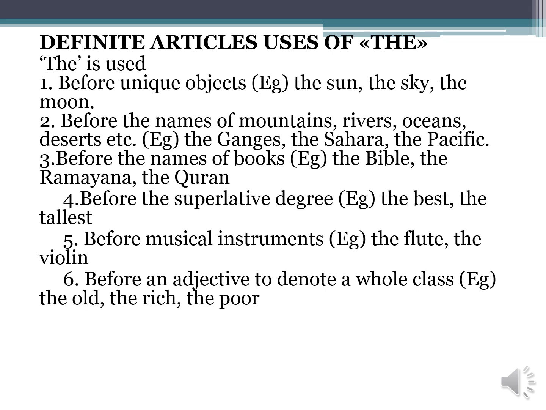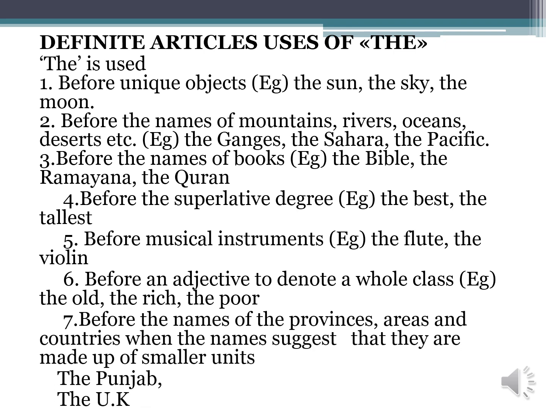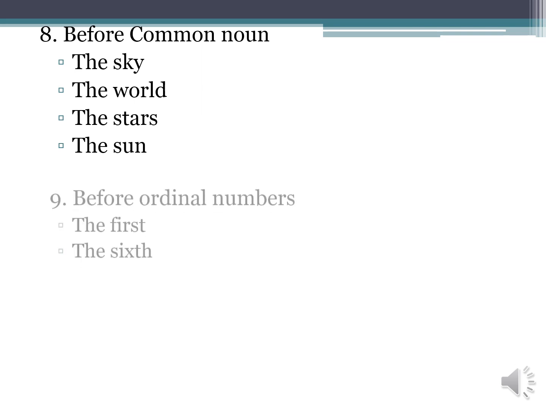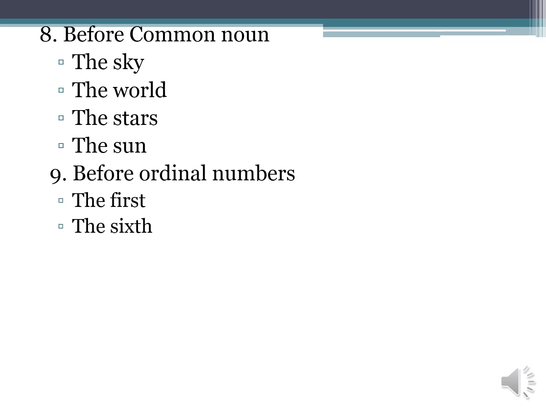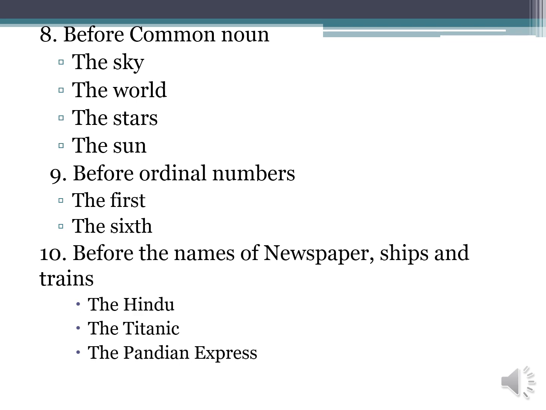Before an adjective to denote a whole class. For example, the old, the rich, the poor. Before the names of provinces, areas and countries when the names suggest that they are made of smaller units. For example, the Punjab, the UK. Before common nouns, the sky, the world, the stars, the sun. Before ordinal numbers, the first, the sixth. Before the names of newspapers, ships and trains, the Hindu, the Titanic, the Pandian Express.